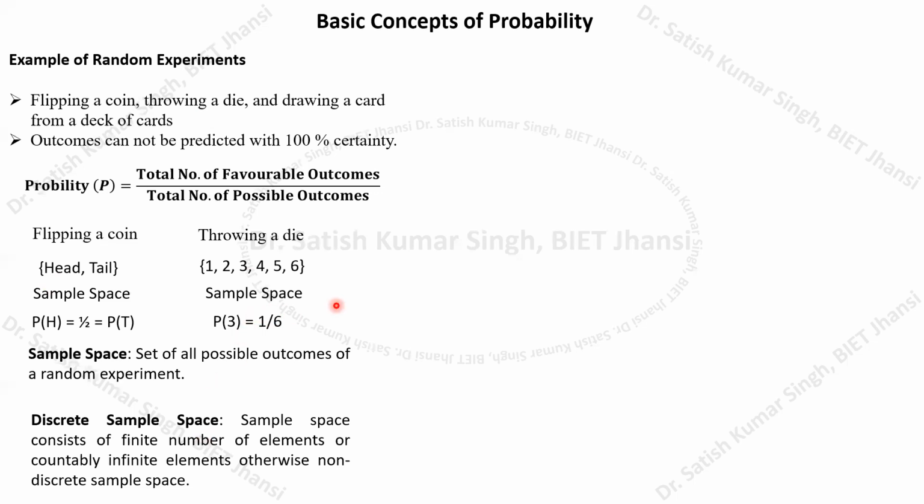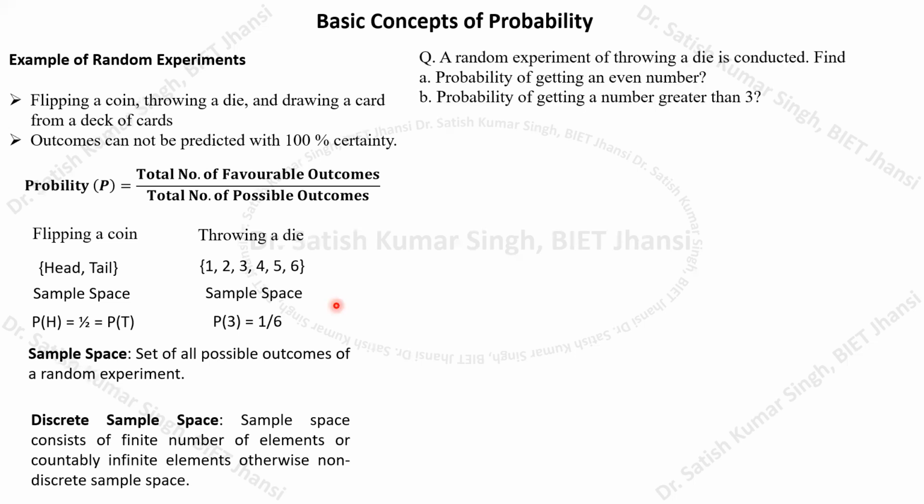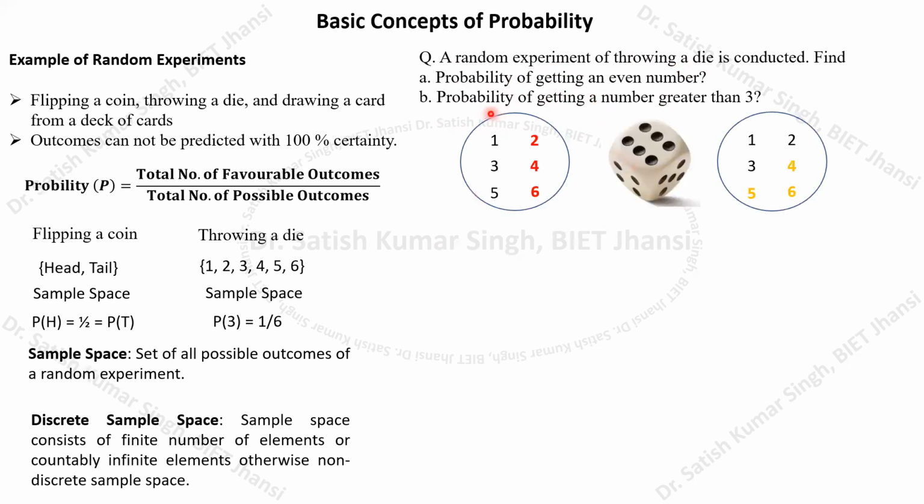Now try to understand this particular question. If we conduct a random experiment of throwing a die, and we wish to find the probability of getting an even number, or the probability of getting a number greater than 3, how do we find these probabilities? We know that there are a total of 6 possible outcomes if we throw a die.